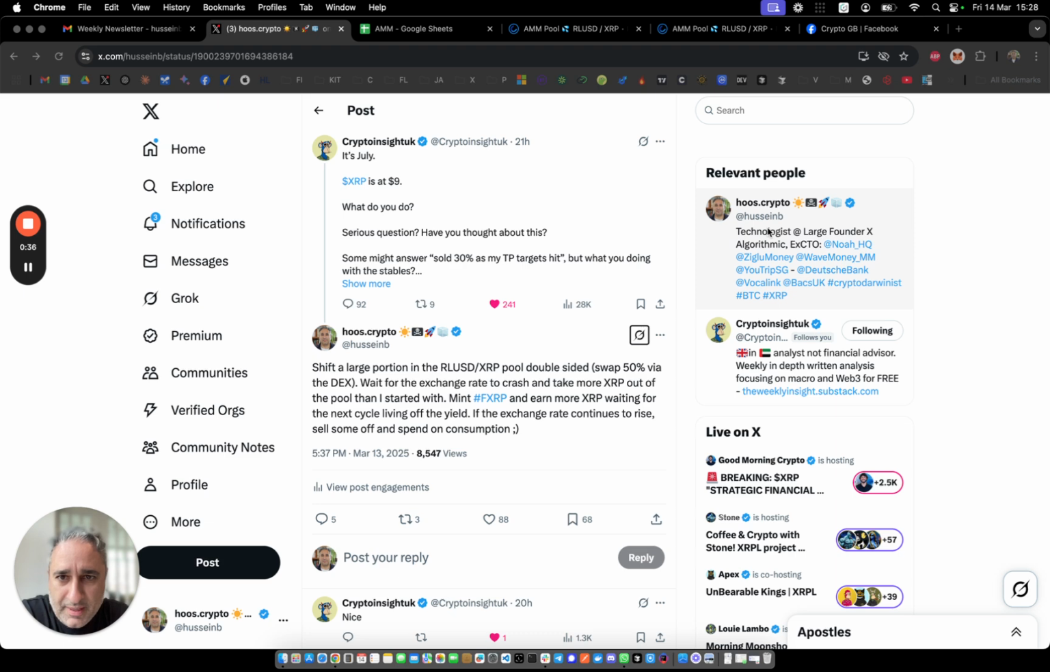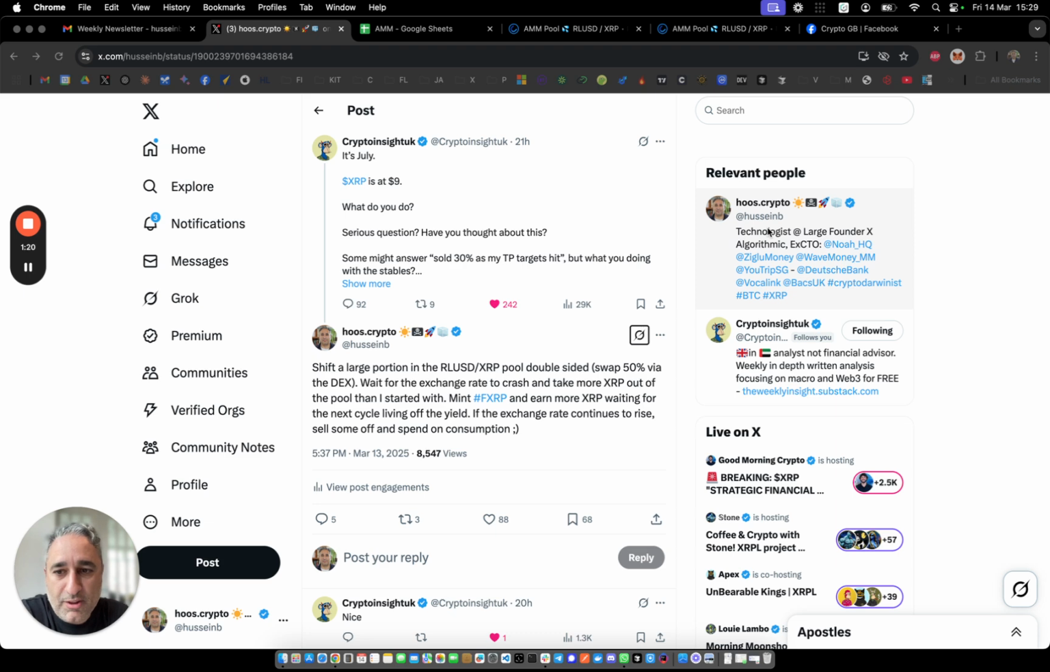So, this was a scenario that Crypto Insight UK described where it's July, XRP is $9, what do you do? And essentially a lot of people in this thread were saying how much of their XRP they will sell. There's some other strategies as well that were discussed. But I wouldn't necessarily be selling much XRP at all, because I'm expecting that once we enter the top of the bull market, let's say we go into a bear market, my intent is to actually end up with more XRP at the end of the bear market than I started with at the top of the bull market.